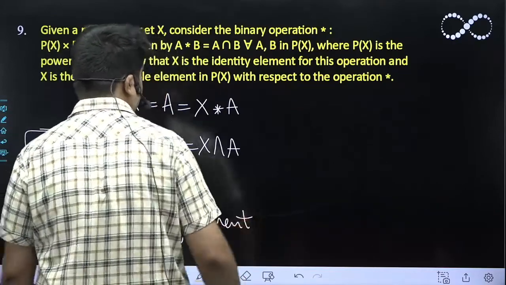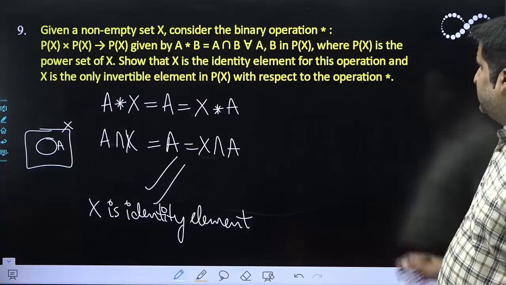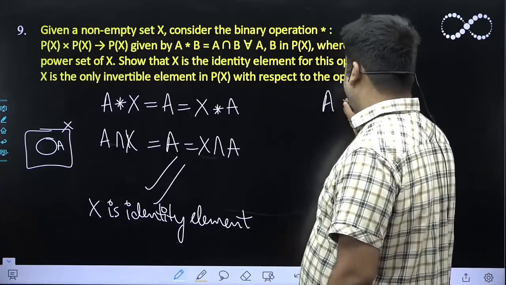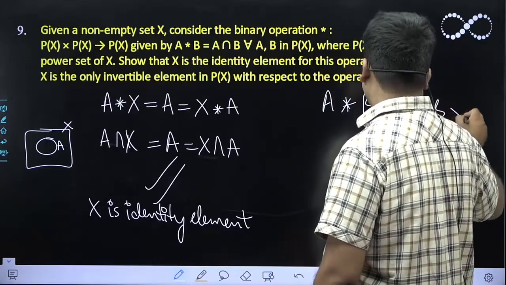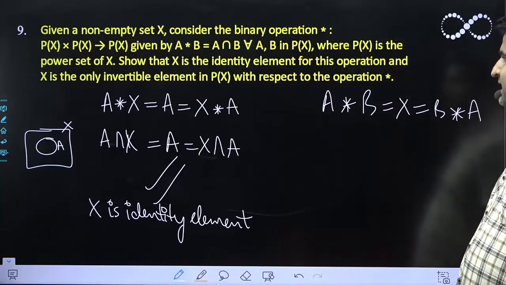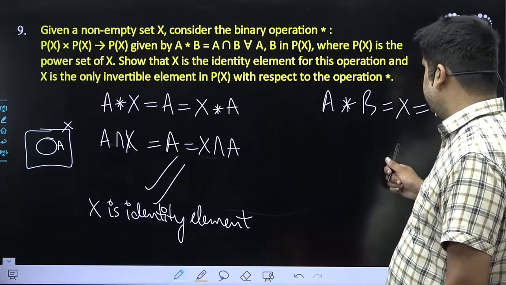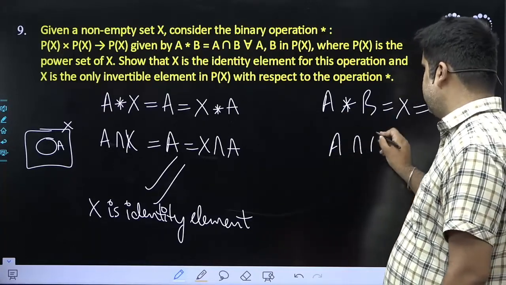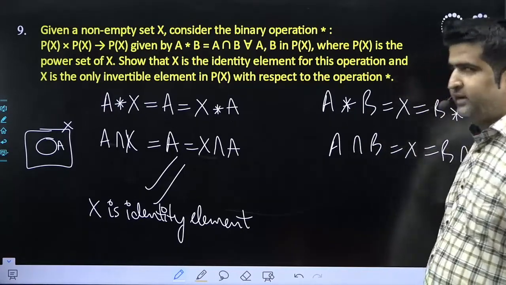Now secondly, we have to show that X is the only invertible element in Px with respect to operation star. So A star B should be equal to X, equal to B star A. So this we have to show, that X is the only invertible element. When is this true? When A intersection B is equal to B intersection A is equal to X.